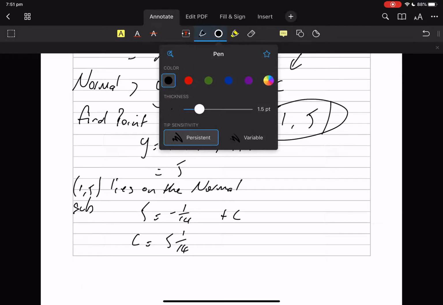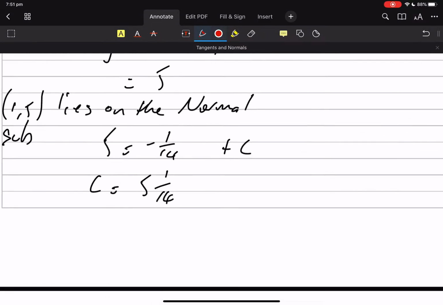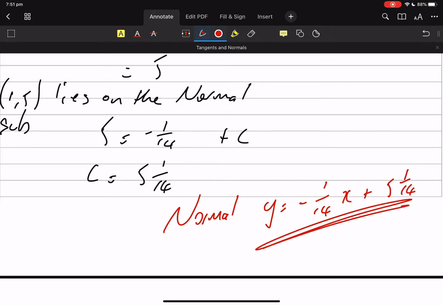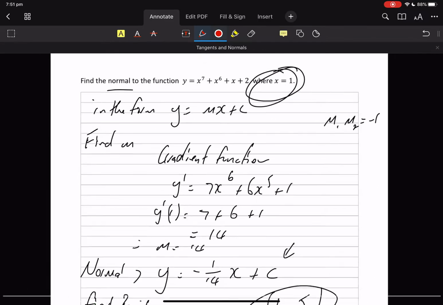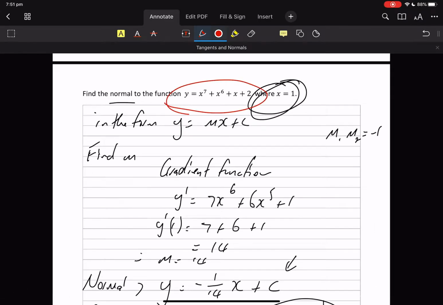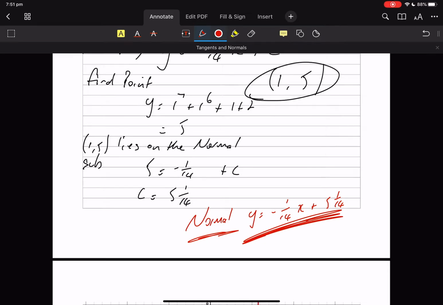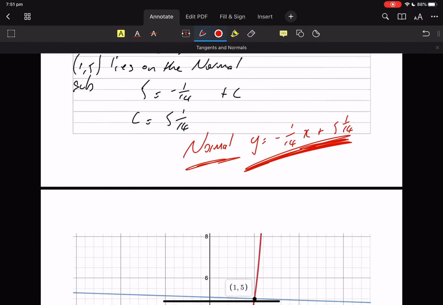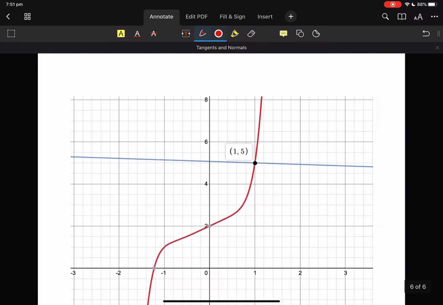Right, just squeezing this one in. So our normal becomes y equals minus 1 on 14x plus 5 and 1/14. There's our normal there. Again, starting with a function as silly as that, clearly we had to end up with something a little bit silly, but those numbers are not hard. The process is the important thing. If you understand what's going on, you'll be right.